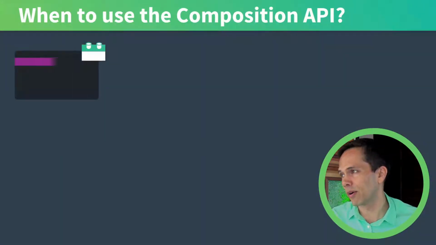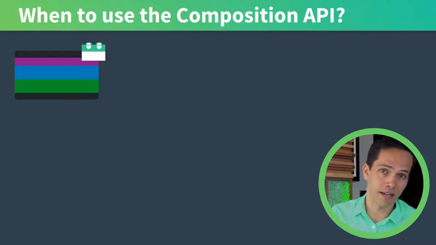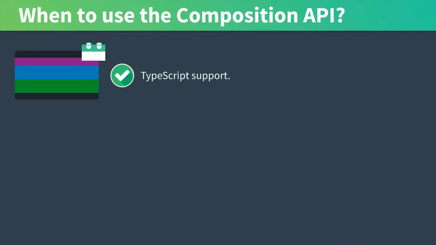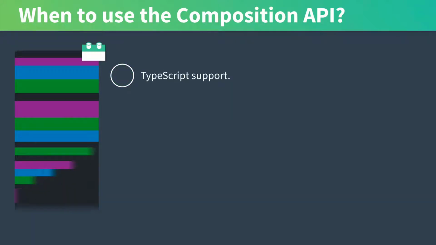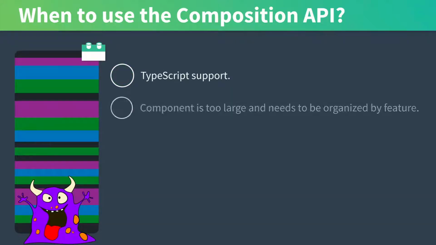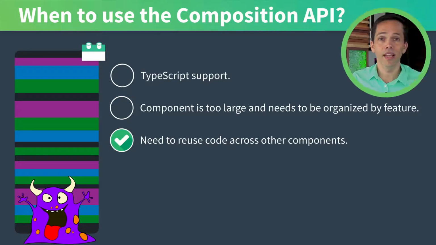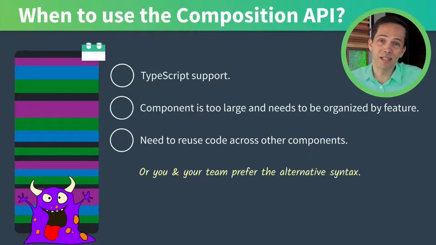So here we have a component, and I might use the composition API if I really care about good TypeScript support. I also might use the API if I have a huge component and I want to organize it by feature. I also might use it if I have code that needs to be reused across multiple components. And lastly, if I'm simply working with a team that prefers this syntax over the regular syntax, that might be a good enough reason too.